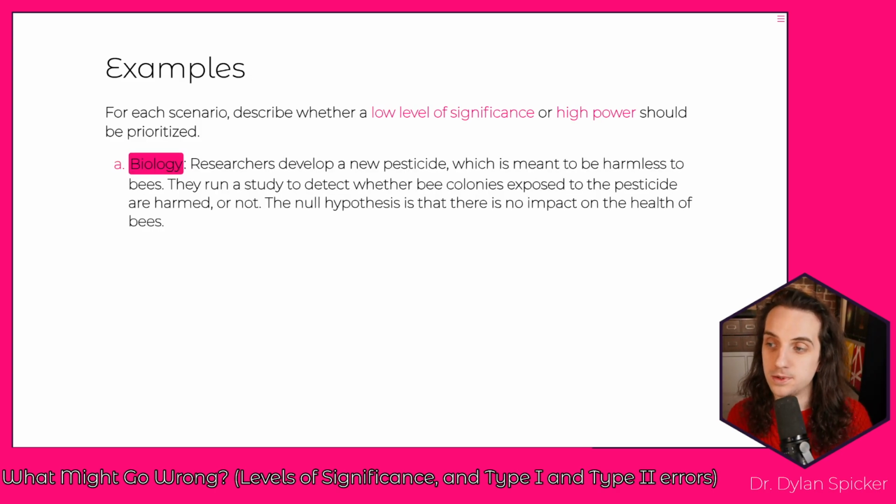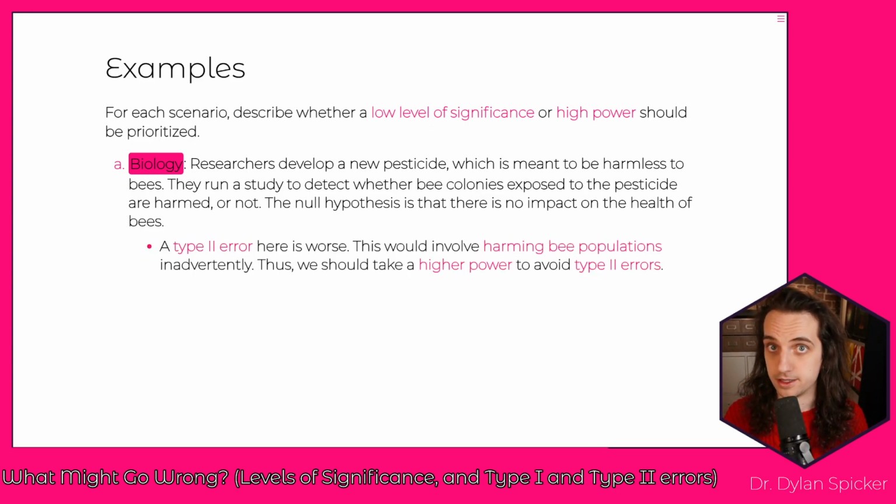Okay, and so this first example, again, has us thinking about this new pesticide, and we're trying to determine, is it harmful to bees? The null hypothesis is that there is no impact on the health of bees. And so we're asked in this case, is it worse for us to conclude that there is an impact when there isn't, or that there is no impact when there actually is? And in this case, of course, it's going to be worse for us to say, no, this pesticide is totally safe if it's not actually safe, right? So a type 2 error here is going to be worse.